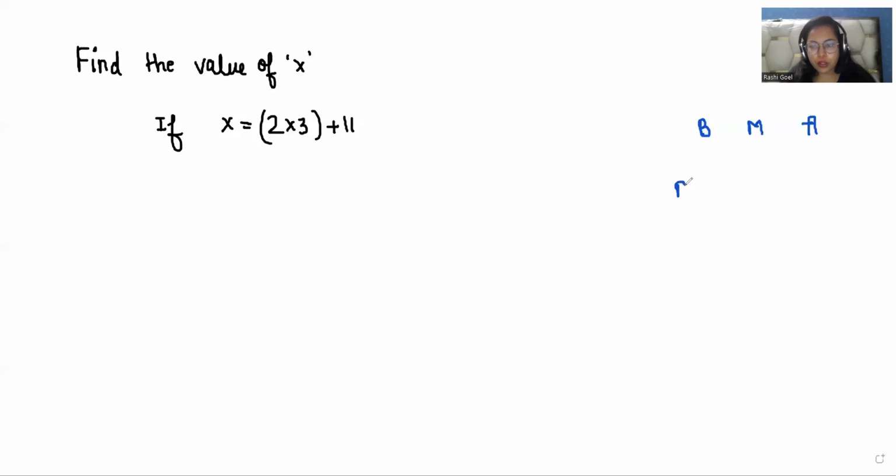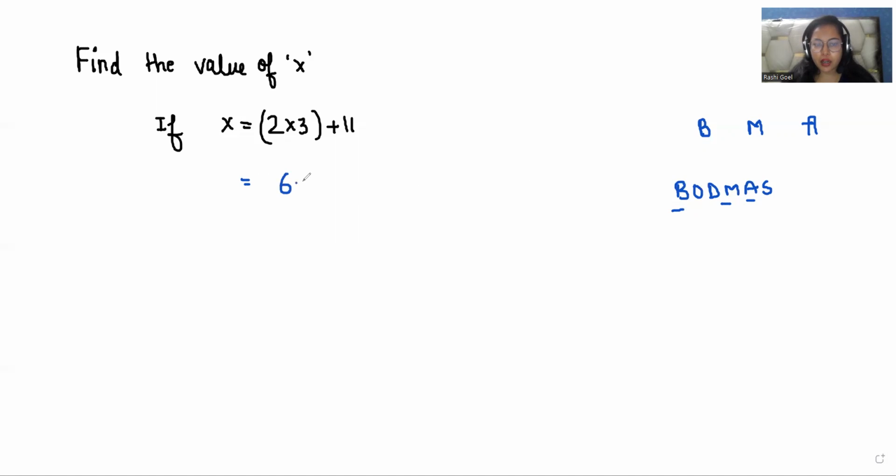So we have a rule, that is the BODMAS rule. According to that, first we need to give preference to the bracket, then multiplication, then addition. So as per bracket, what is written in the bracket? 2 times 3. So 2 times 3 is 6.